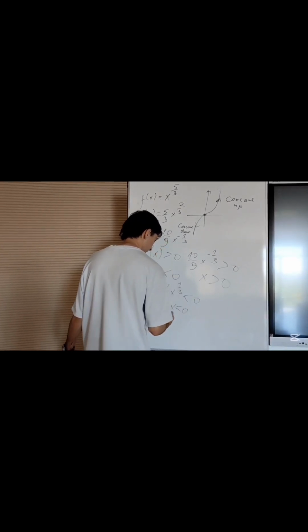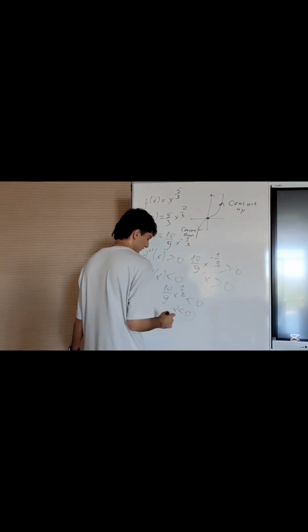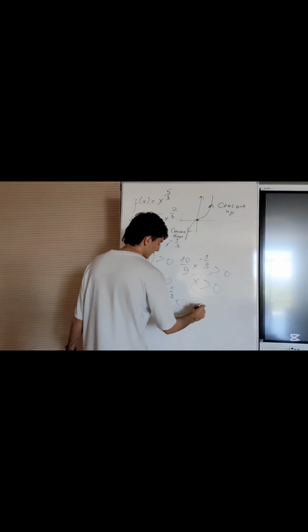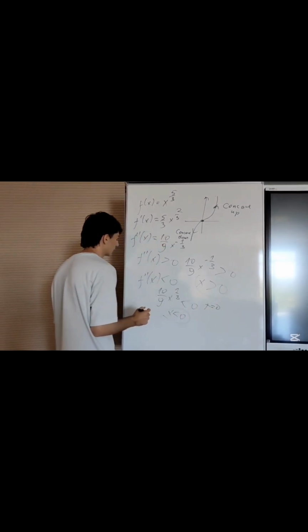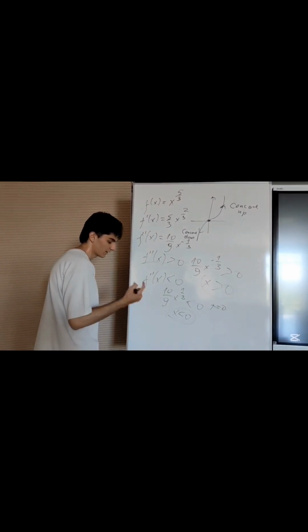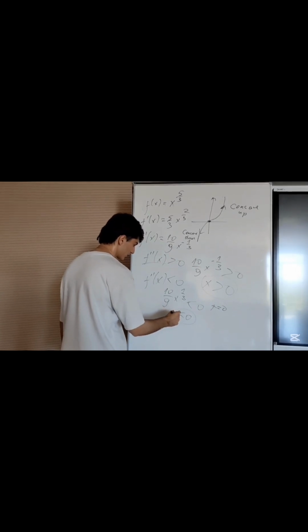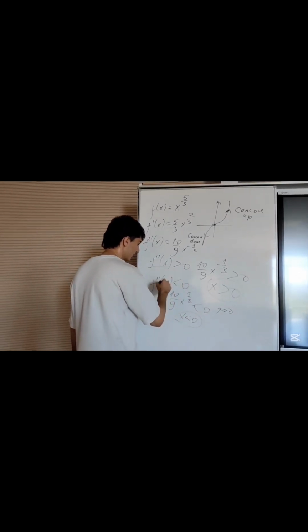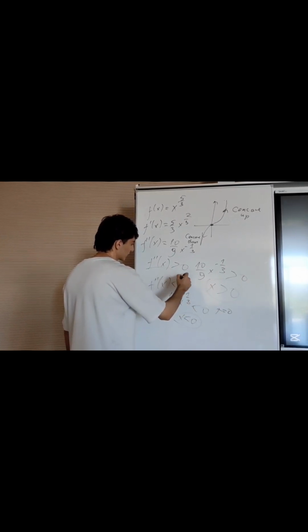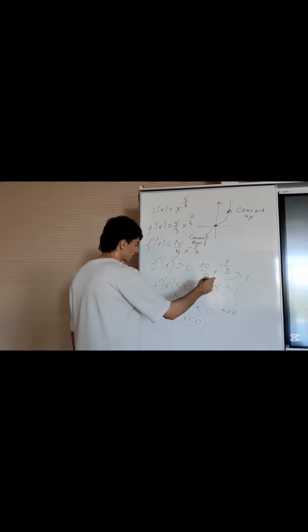X should be less than 0. As you can notice, in this case, for x at x0, the sign of the second derivative changes. And as I mentioned earlier, when x is less than 0, our function is going to be concave down, and when the second derivative is greater than 0, our function is going to be concave up.